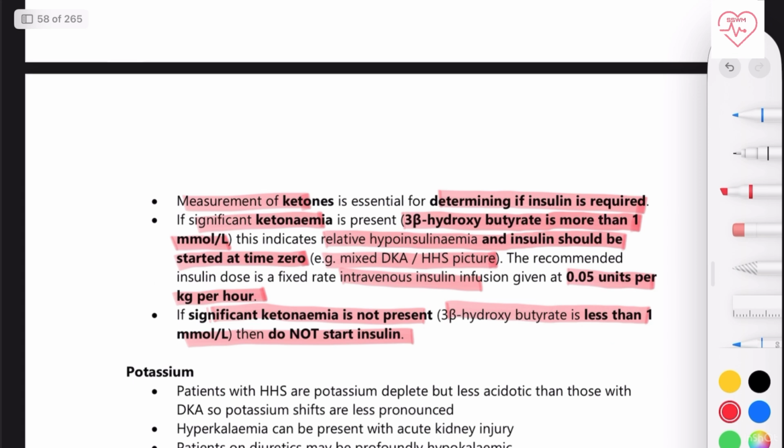start insulin. That's why I was telling that the treatment related to HHS is kind of different and you have to focus on a lot of things. Management is literally different and we have to focus a lot on this.